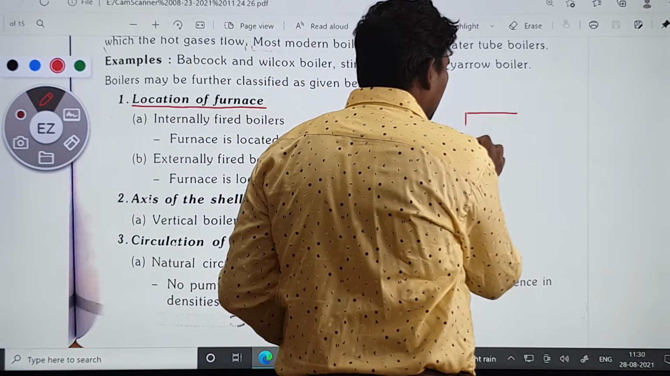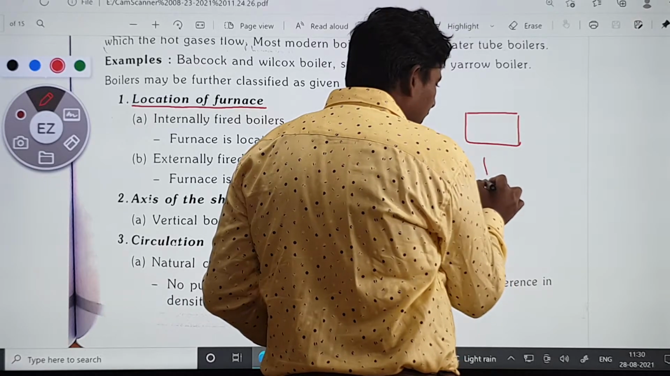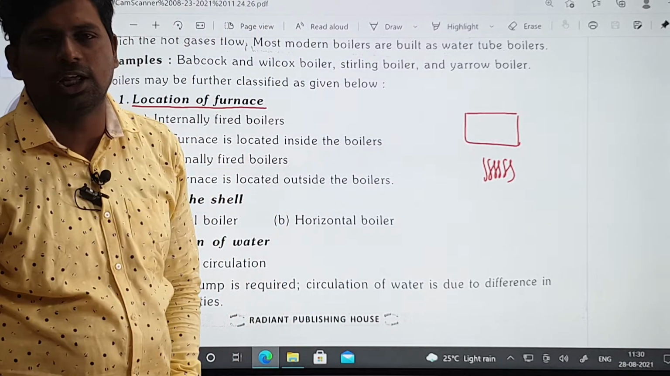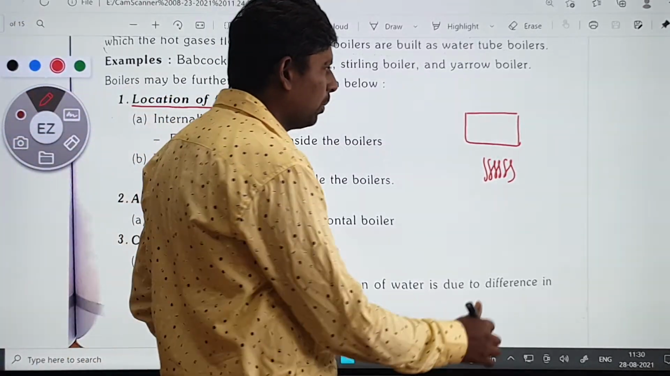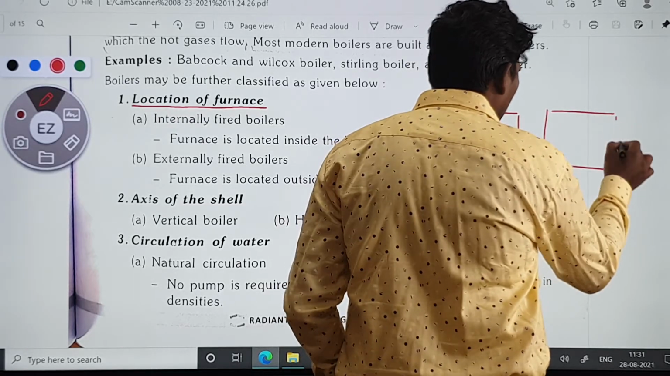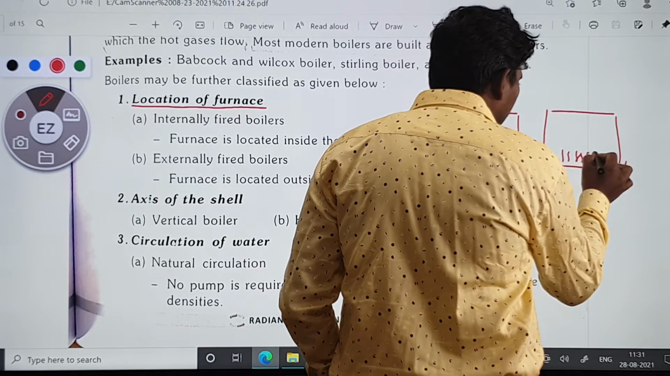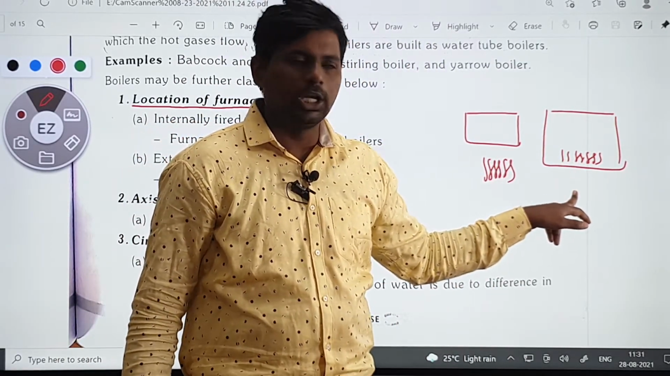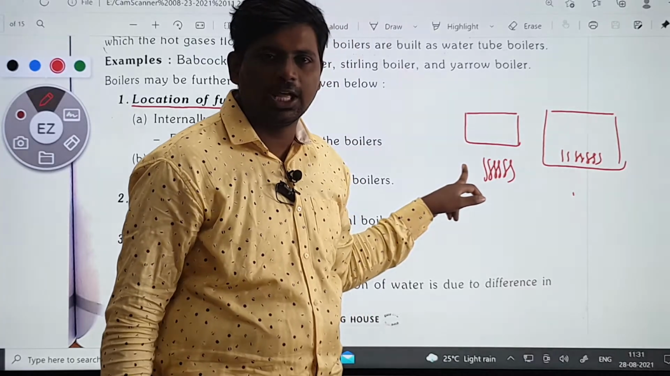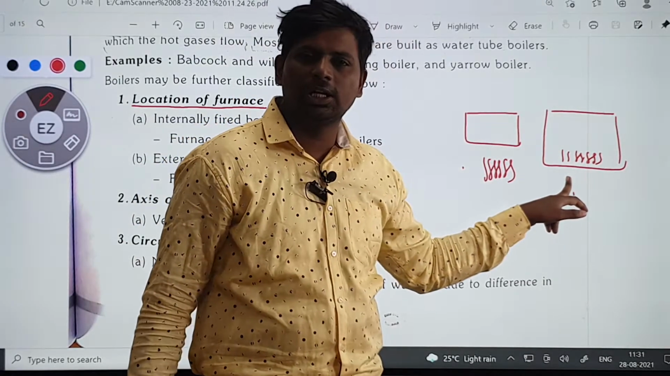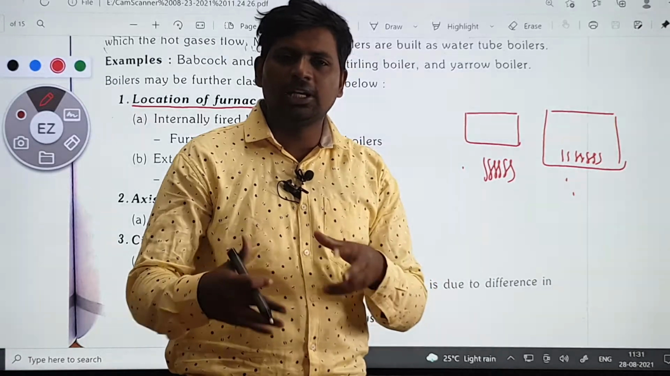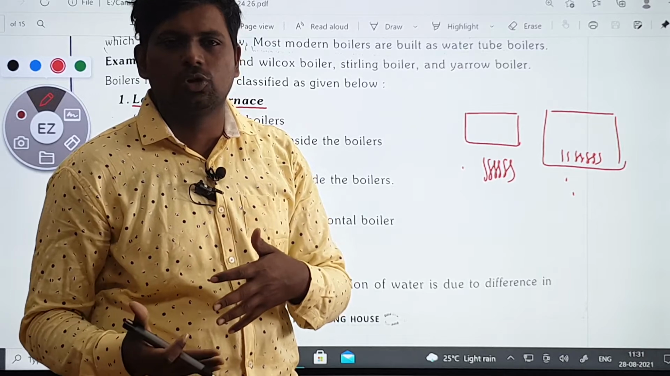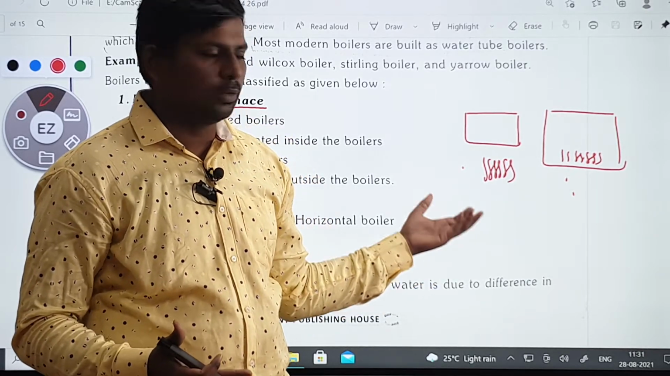Suppose here a boiler is there. If you are supplying heat from outside, this one is known as an externally fired boiler. Suppose inside the boiler only you are burning, this one is known as an internally fired boiler. If the burning takes place inside, that is an internally fired boiler. If the burning takes place outside, that is an externally fired boiler.